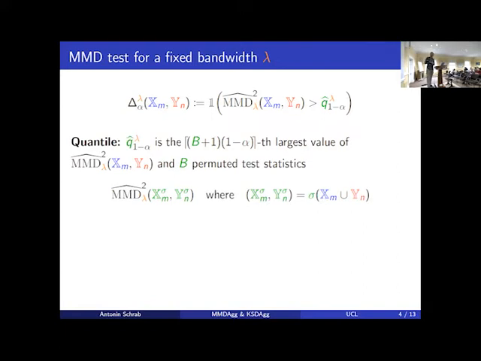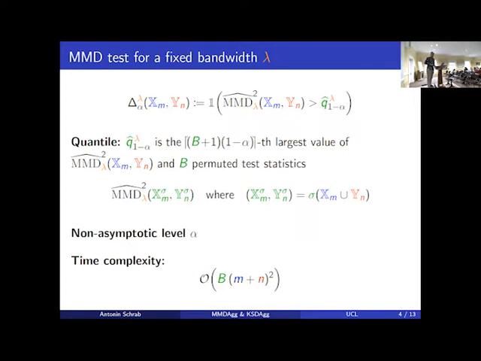So to compute this quantile, we just obtain B permuted statistics, where, as I said, we permute the samples and compute the MMD. Then we also throw in the original sample, and we take the (B plus 1) times (1 minus alpha) largest value. And we show that this gives you a non-asymptotic level alpha. So that's great news. That's what we want for the test. That's just a normal test for a fixed bandwidth, by the way. And then I'll explain how we do it when we aggregate the bandwidths.